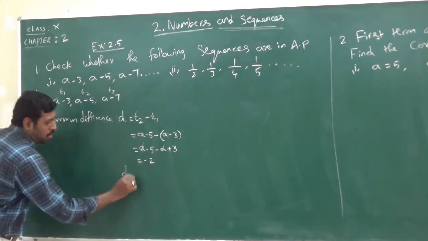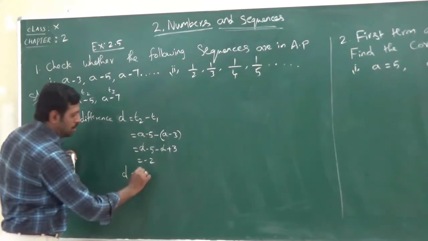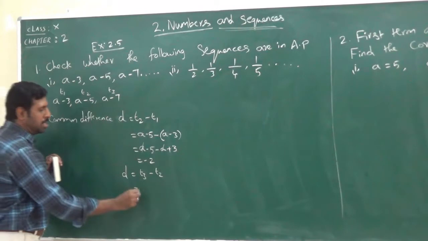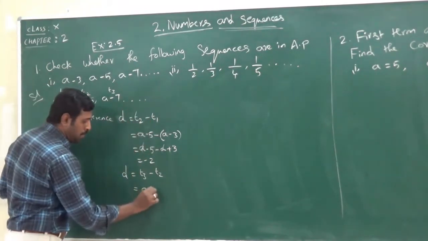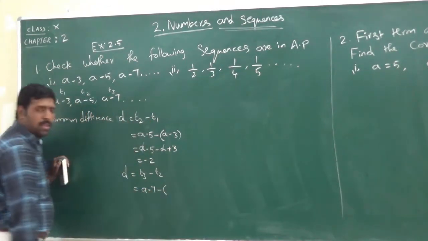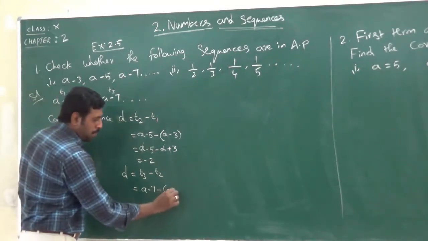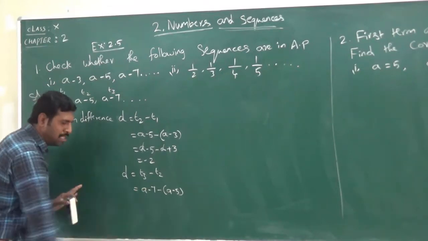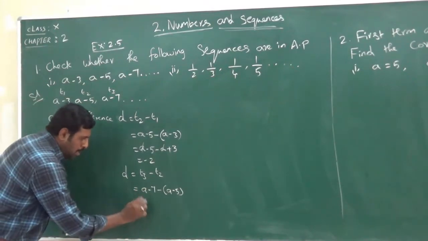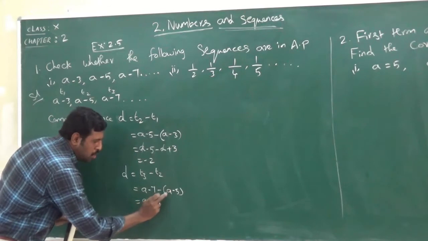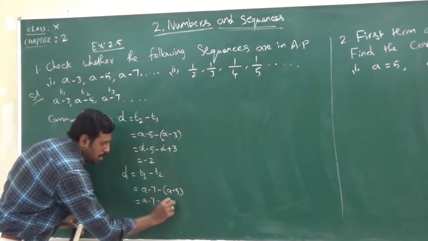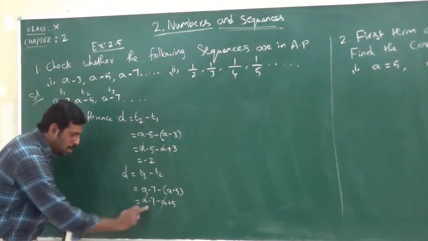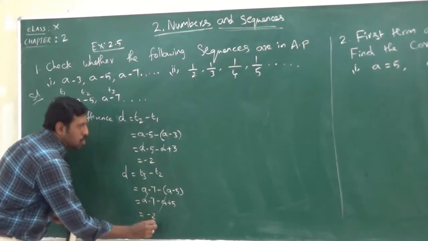Then the common difference of the third and the second term, T3 minus T2. See, the third term is a minus 7 and it goes on. A minus 7 minus the second term. When you are writing the second term, just use the bracket. It will avoid some mistakes, right? Then first term minus into plus minus a, minus into minus plus 5. Plus a, minus a both are cancelled. Minus 7 plus 5 is equal to minus 2.